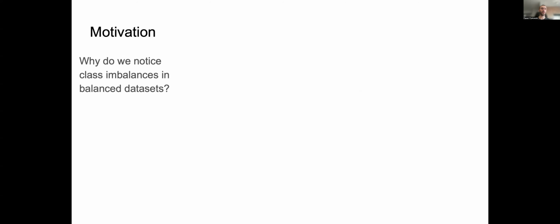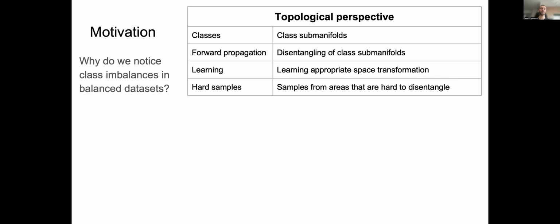There is a lot of research in this area recently, and a very popular approach that we also take revolves around a topological perspective, where classes are class submanifolds. Forward propagation is equivalent to disentangling those class submanifolds. Learning is equivalent to learning appropriate space transformations. And then hard samples are simply the data samples from areas that are harder to disentangle.